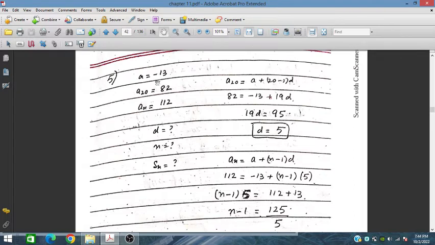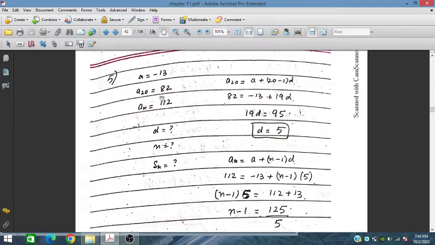So we have given A is equal to 13, the first term, and the 20th term is 82, and the last term is 112. So from these two we have D is equal to 5. We have found the D. So in place of this we can write down A and D here.